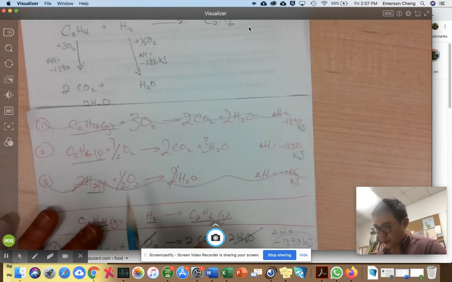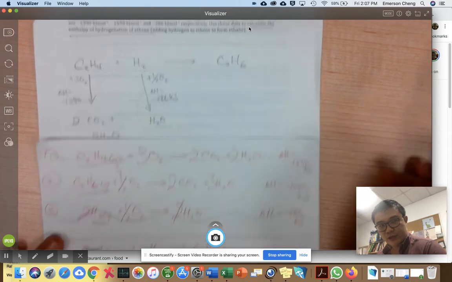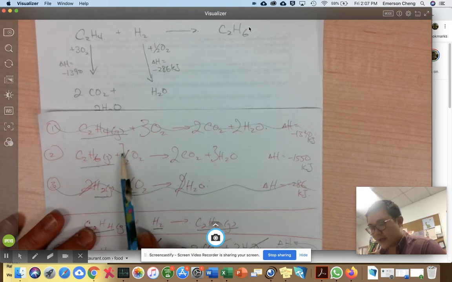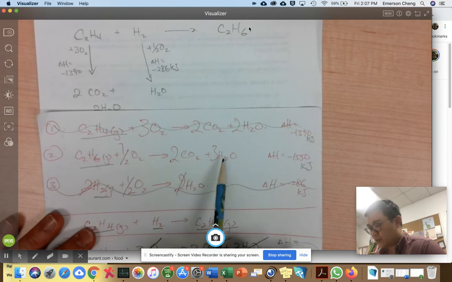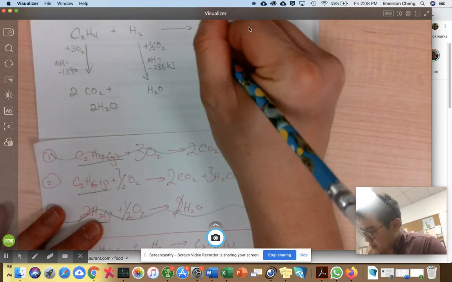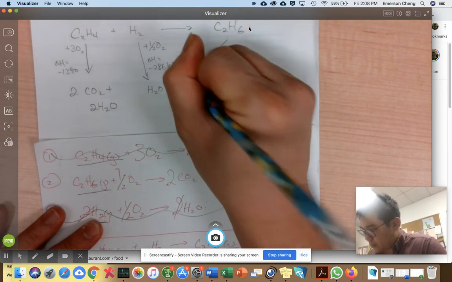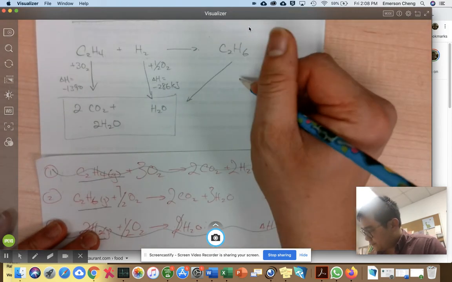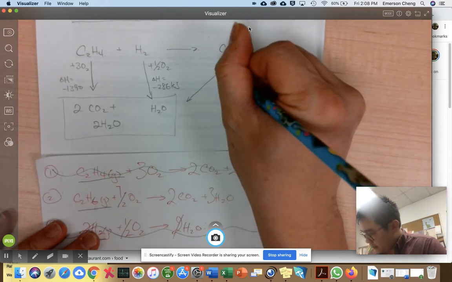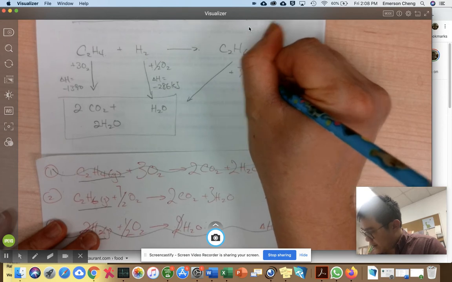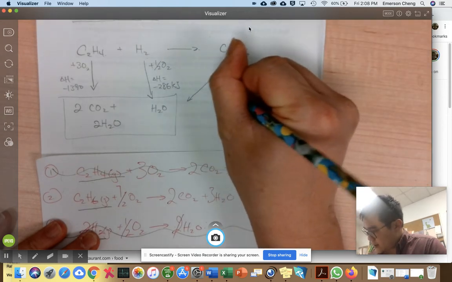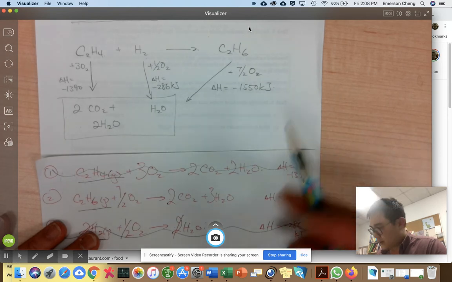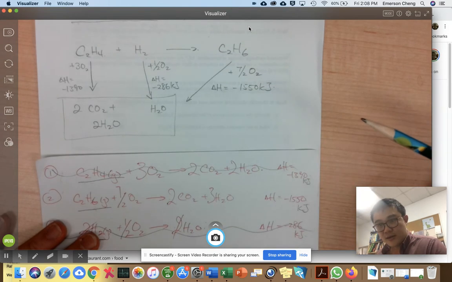And if you look at this equation that we came up with, and that's the information that's provided, C2H6 plus 7 halves oxygen gives you 2 CO2 plus 3 H2O. So C2H6 is right over here, pointing to this whole blob. Plus 7 and 7 halves O2, and the delta H here is minus 1550 kilojoules, right? So that's how I would write out the enthalpy cycle.